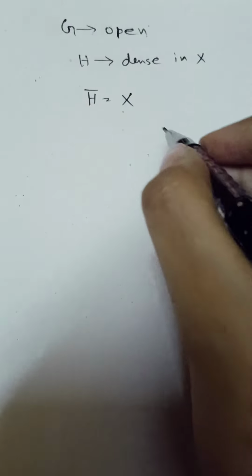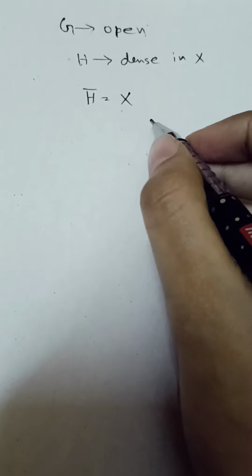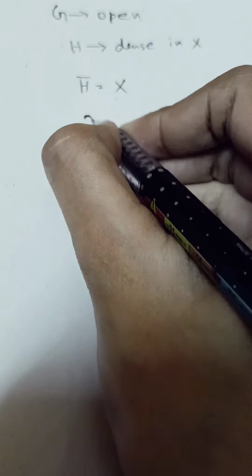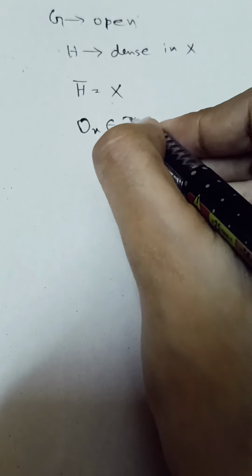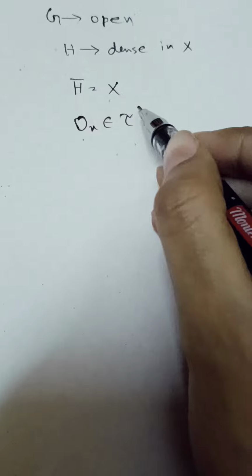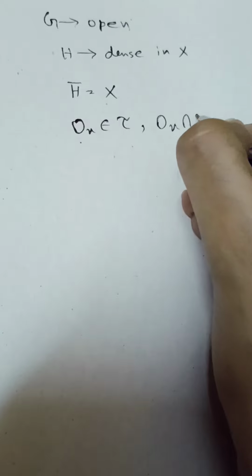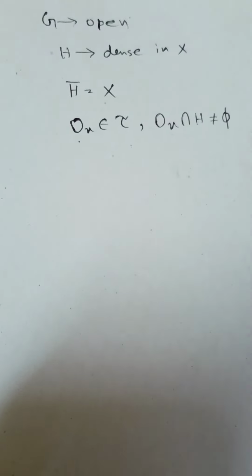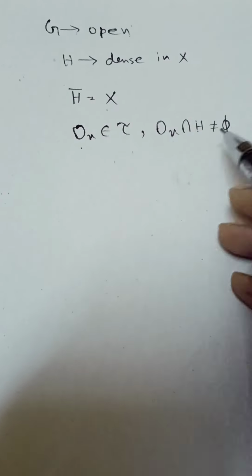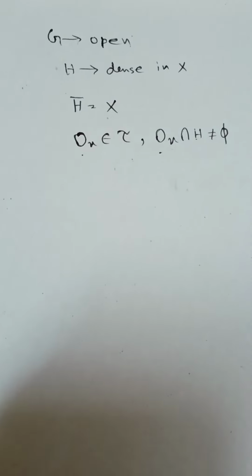Also there is a property, take that as a note, that if any set is dense in X, then the intersection of that set with any open set in X is never empty. That means if OX is any open set in X, since OX is an open set, it must belong to tau. So for any open set OX, OX intersection H is not equal to phi. Why does this happen? Because H is dense in X. So this is the property of dense sets.